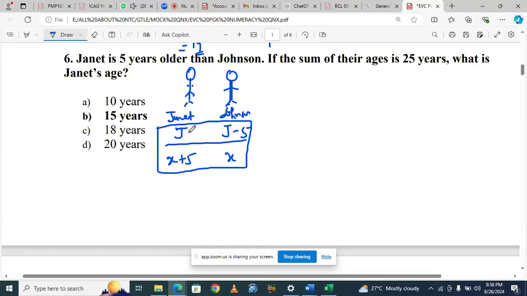Let me use the first approach, which is not so popular. Me, I may use the second approach when explaining. Now, your first one is Janet is J, and Johnson is J minus 5, right? Now let's continue the question.